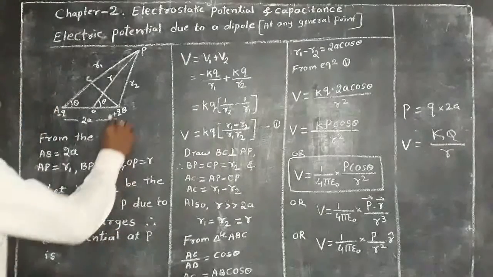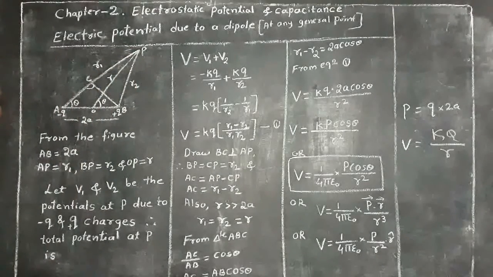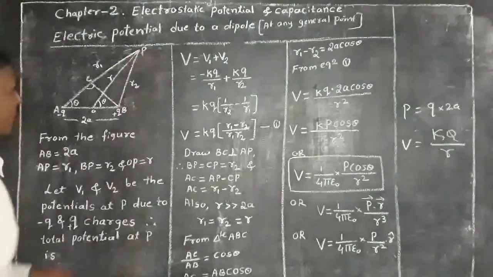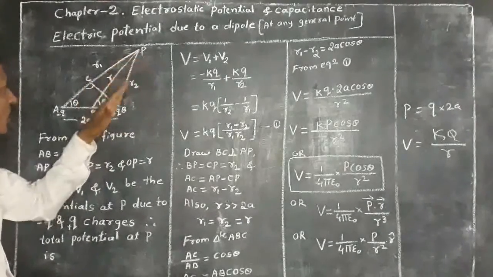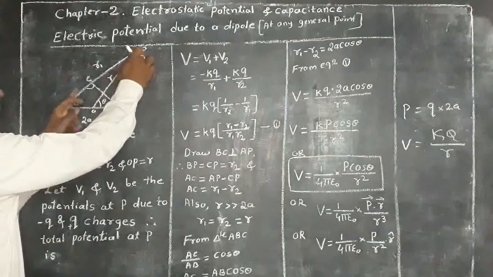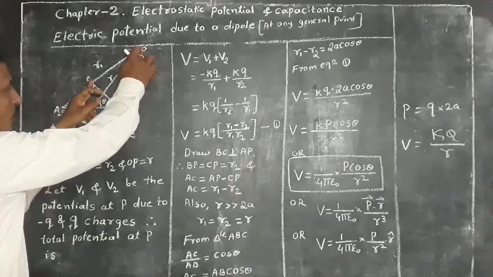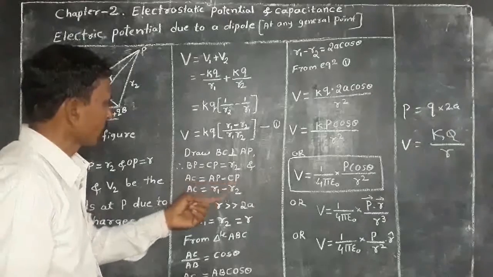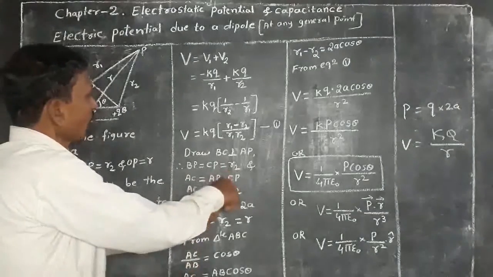Now draw BC perpendicular to AP. Then BP is equal to CP, which is equal to R2, and AC is equal to AP minus CP, where AP is equal to R1 and CP is equal to R2. Therefore, AC is equal to AP minus CP.